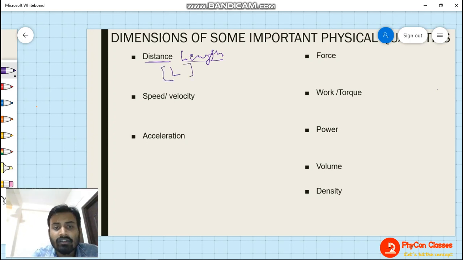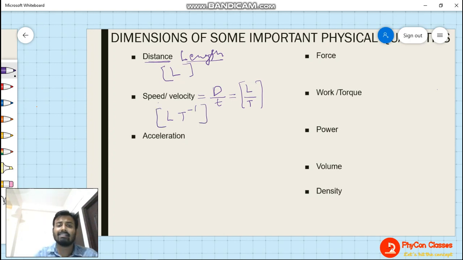Understand? Now velocity. How do we define velocity? Velocity is equal to displacement divided by time, or speed is equal to distance divided by time. For distance, what is the dimension? Capital L. For time, what is the dimension? Capital T. Now, if you see, L has the power 1 and T has the power -1, LT^-1. So we can write the dimension of speed as LT^-1.